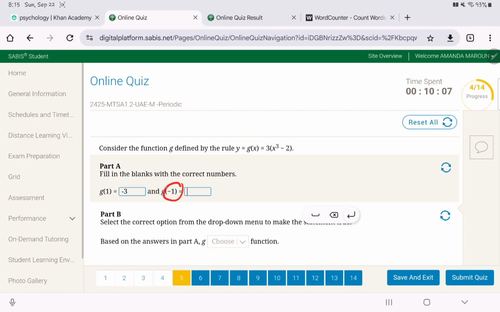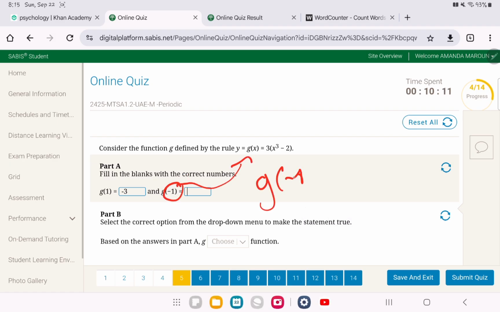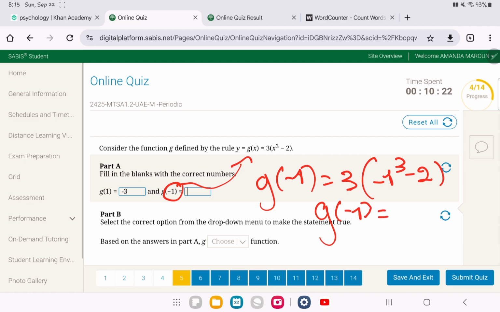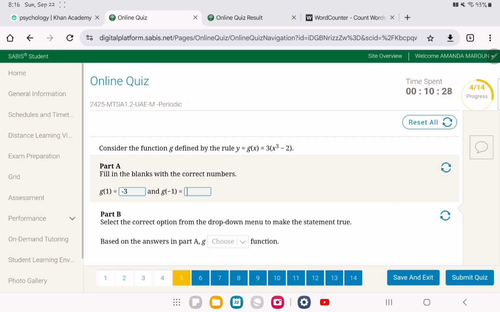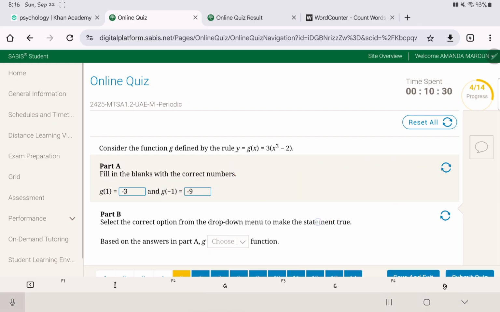Now g(-1), we're going to put minus 1 in x. So g(-1) is equal to 3 times minus 1 to the power of 3 minus 2. So g(-1) is equal to 3 times minus 3, so minus 9. So g(-1) is equal to minus 9.